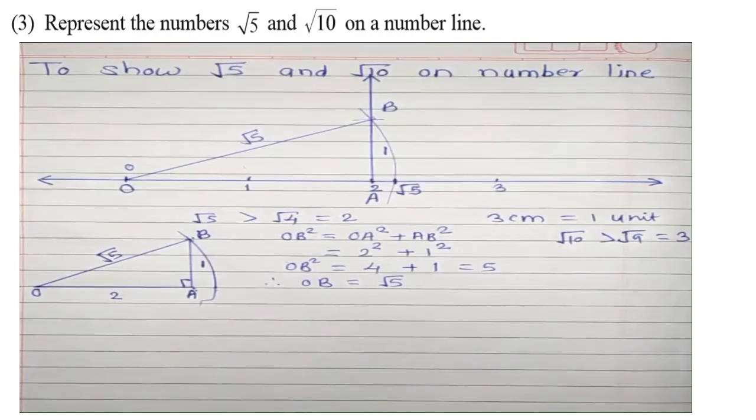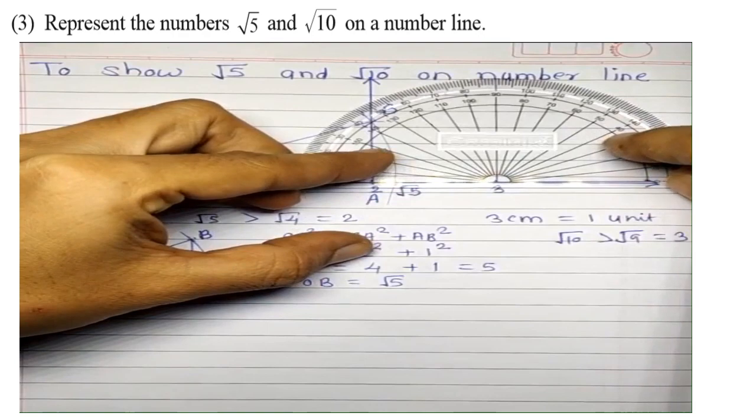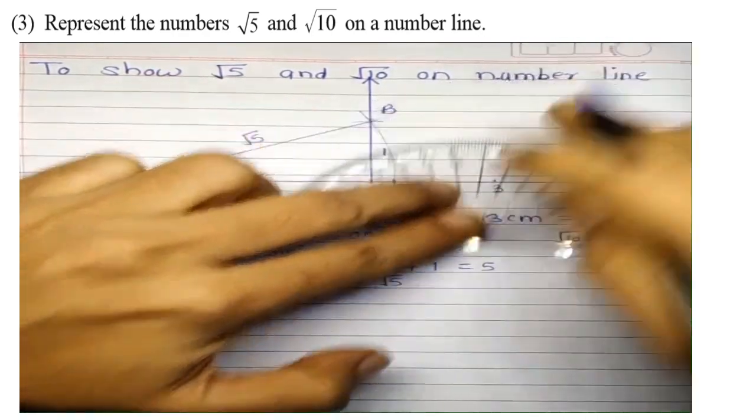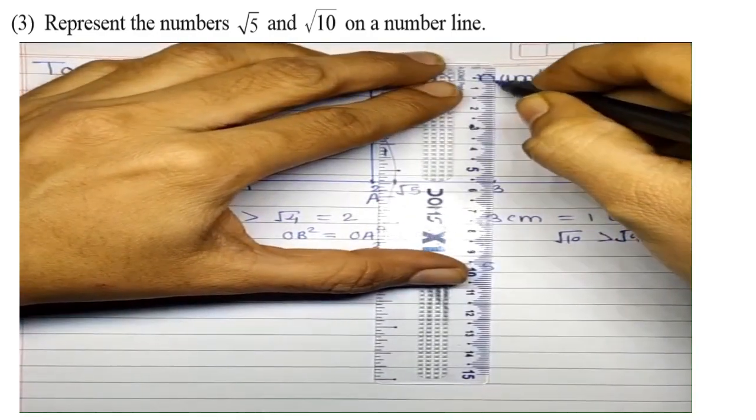Okay, so let us do it. Once again, take protractor and draw the angle of 90 degrees. Draw the ray here.